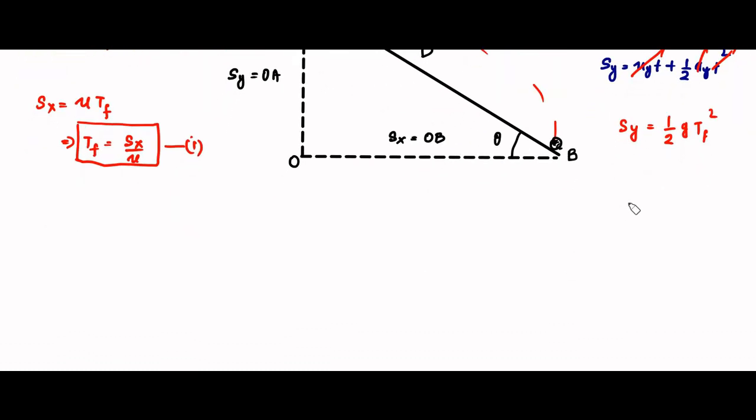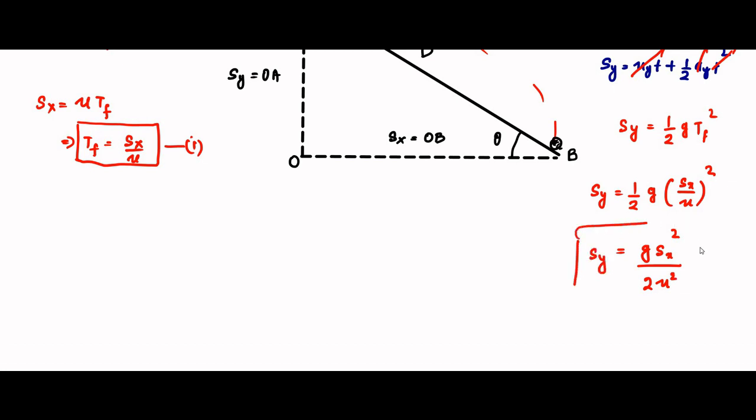So Sy is equal to 1 half g into Sx by u whole square, which is equal to g Sx square by 2u square. This is equal to Sy. This is the expression of Sy. Let's keep it in another box and give it a name, equation number 2.